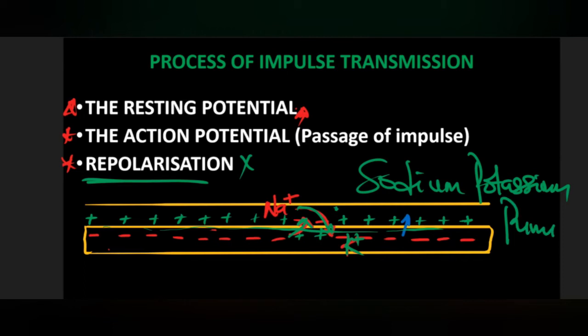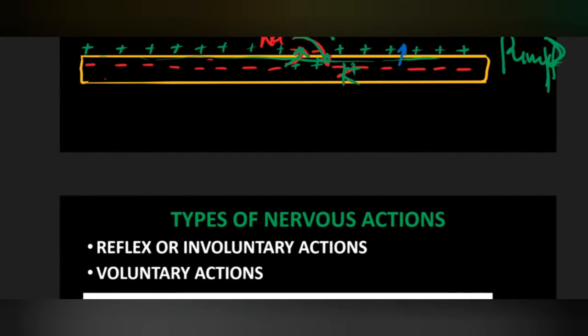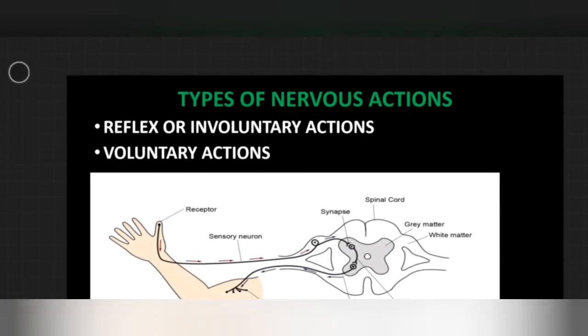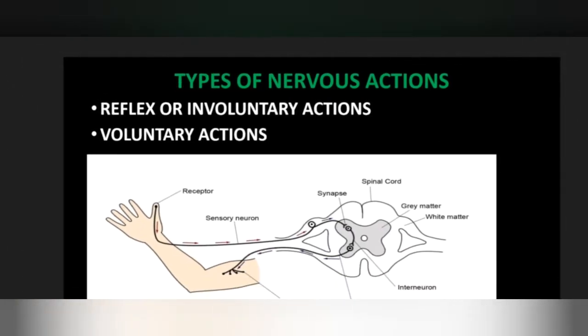So it helps to regulate the level and concentration of this, thereby restoring this state. Now we have two types of nervous actions. First one, we have the reflex or involuntary action, and we have the voluntary action.